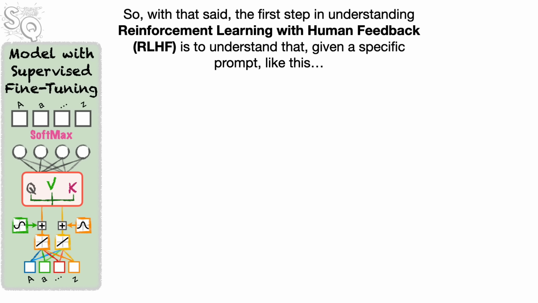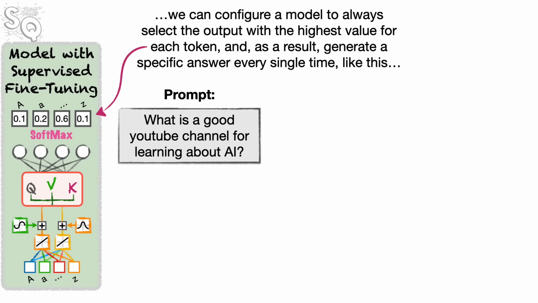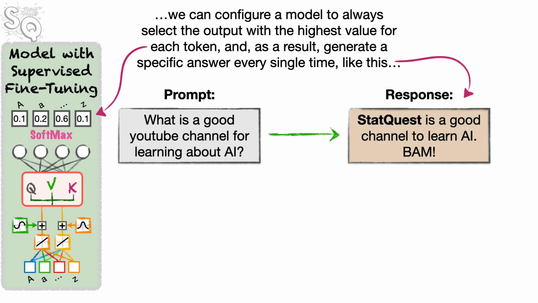So, with that said, the first step in understanding reinforcement learning with human feedback is to understand that, given a specific prompt like this, what is a good YouTube channel for learning about AI? We can configure a model to always select the output with the highest value for each token, and, as a result, generate a specific answer every single time like this: StatQuest is a good channel to learn AI, bam.